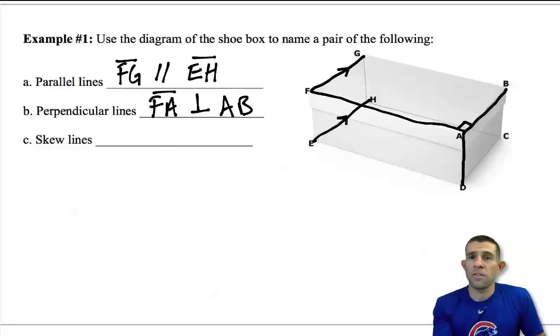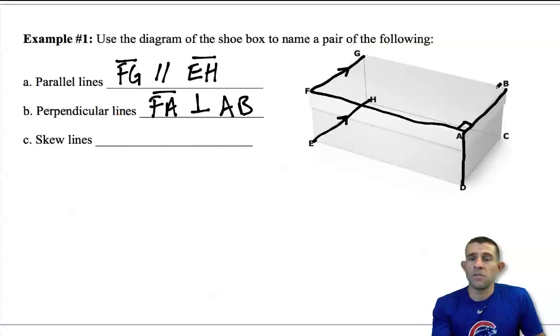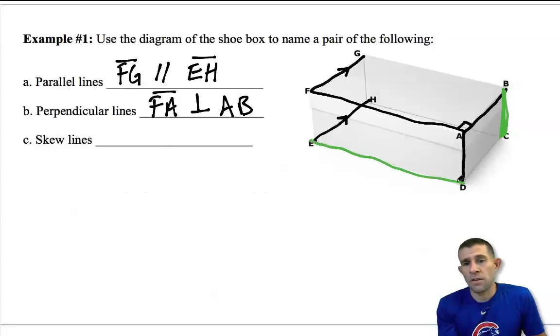Finally, let's get a pair of skew lines and we'll change our color up here so we can see it. Skew lines, remember, are lines that never intersect and are not parallel. So here's BC, and now we'll take this front edge coming across the front here, ED. So we'll say segments ED and BC would be skew.